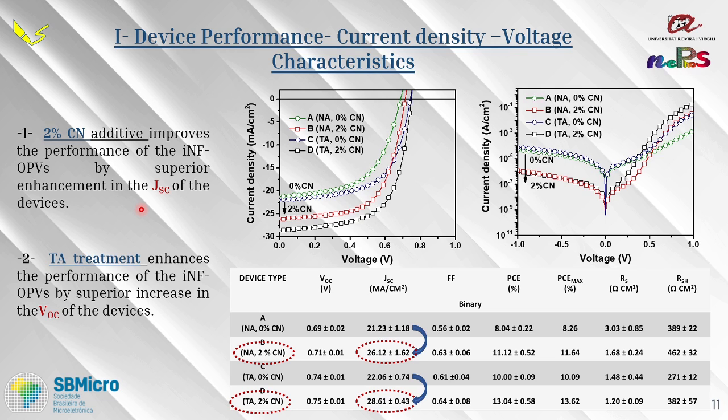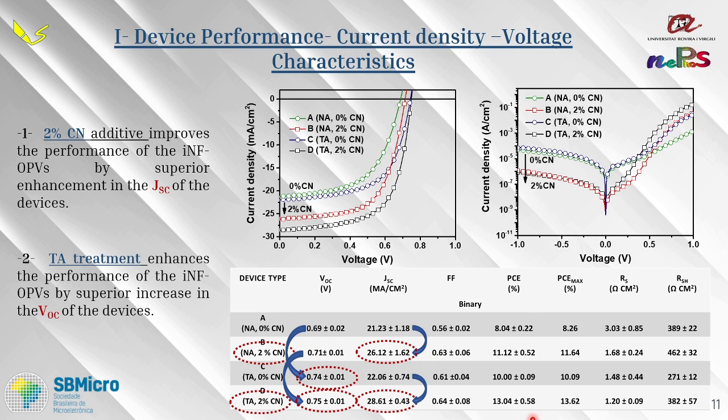Regarding the thermal annealing treatment, we do not see a large difference in the current, but we see a main difference in the VOC value between the thermally annealed and non-annealed devices, like A and C, and B and D, where the thermal annealing treatment improves the VOC of the device. The fill factor is also affected by the thermal annealing and the additive treatment, improving the fill factor as well as the power conversion efficiency.